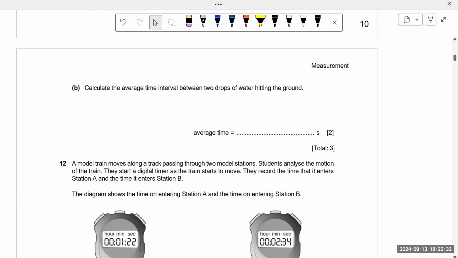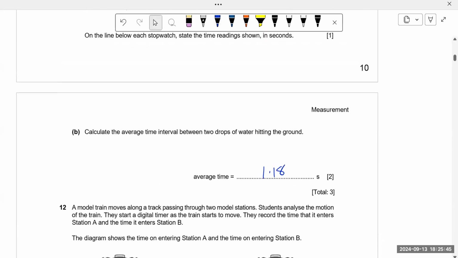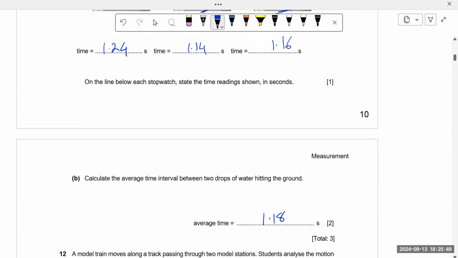The average would just be the average of the three numbers we got, okay? So the average will be 1.18 seconds, okay?